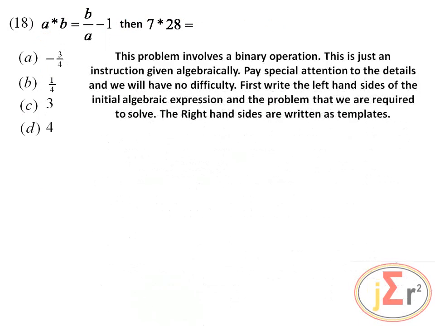This problem involves a binary operation. This is just an instruction given algebraically. Pay special attention to the details and we will have no difficulty. First, write the left-hand side of the initial algebraic expression and the problem that we are required to solve. So we are going to put down both left-hand sides. The right-hand sides are written as templates. Let us put the 2 left-hand sides down, which is of course A asterisk B and 7 asterisk 28.